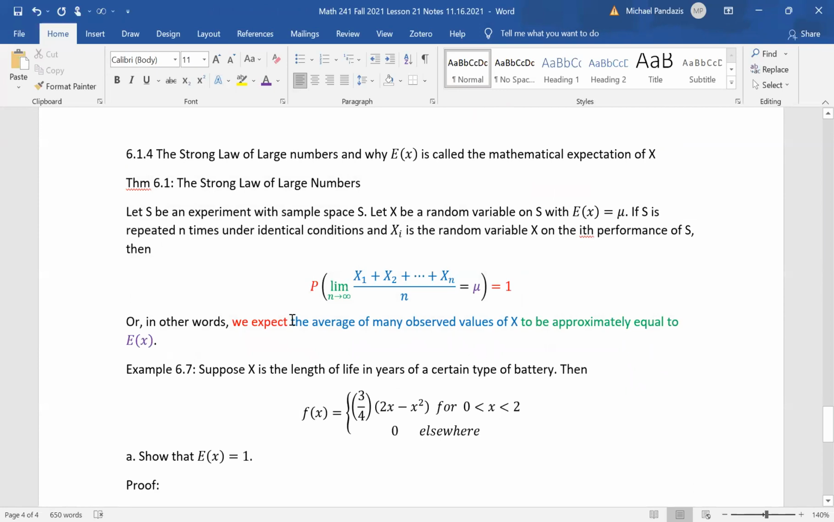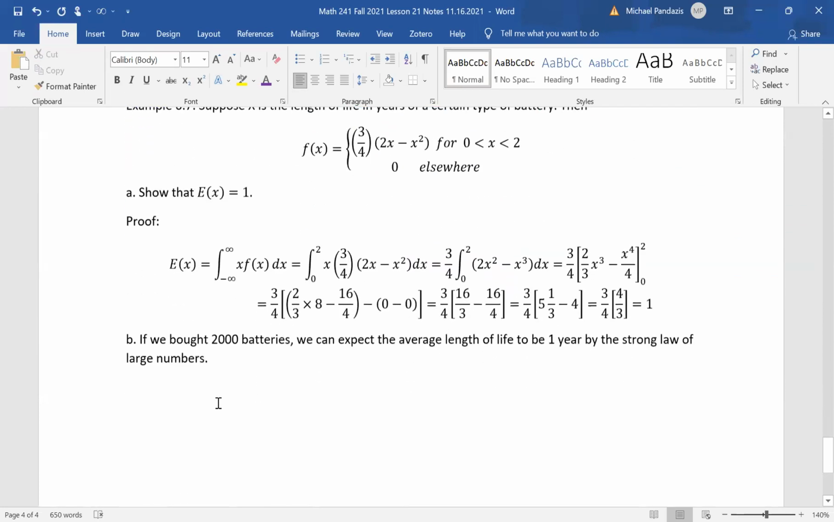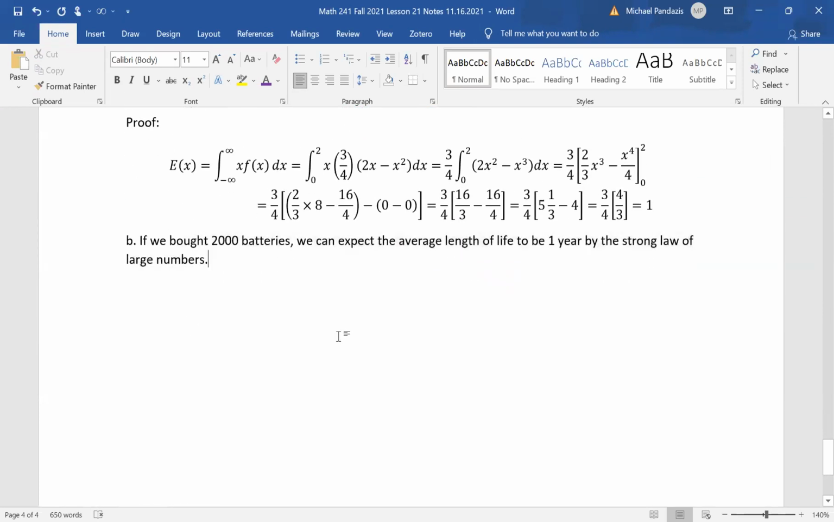We expect, meaning the probability is 1, that the average length of life of batteries is approximately E of x, which is 1, for a large number of batteries. Okay, so that's 6.1. That's the strong law of large numbers. It's very important. So 6.2 is applications.